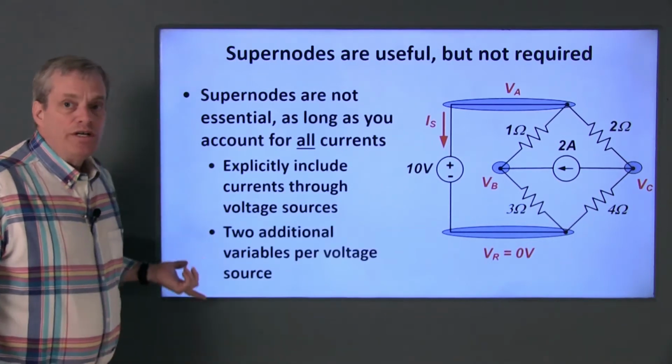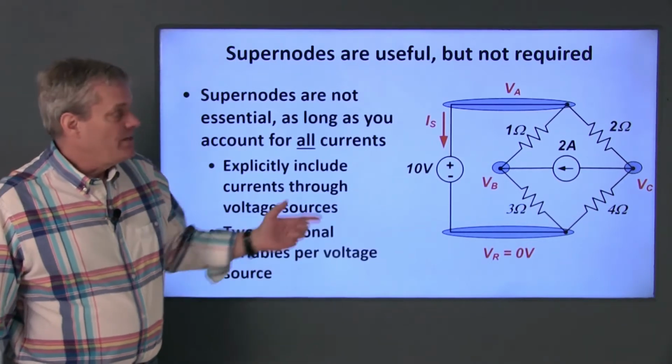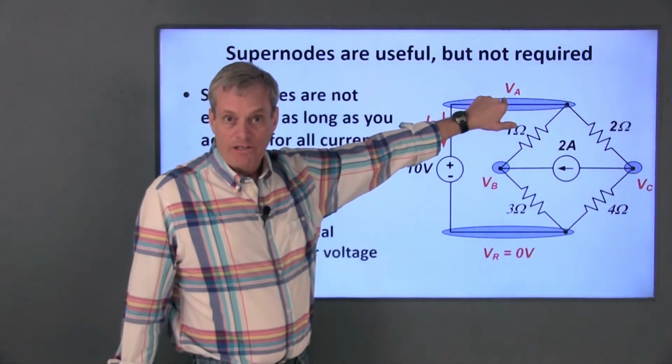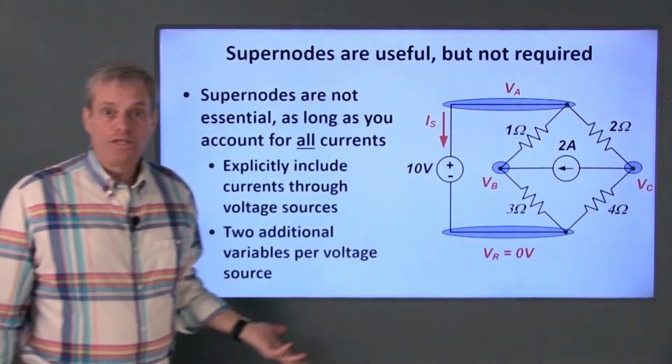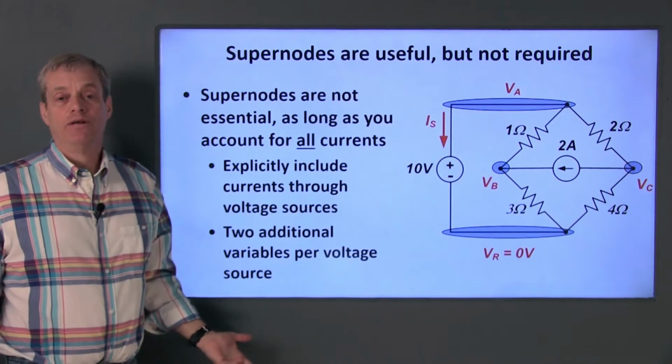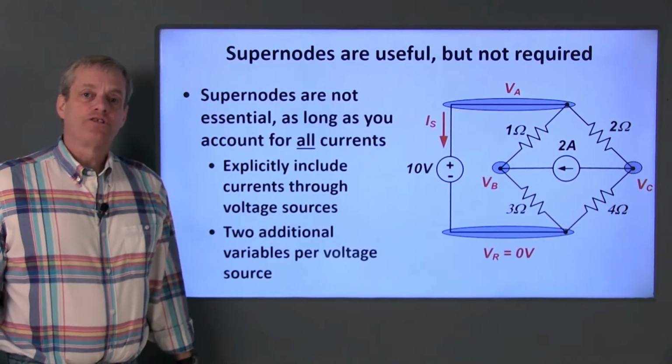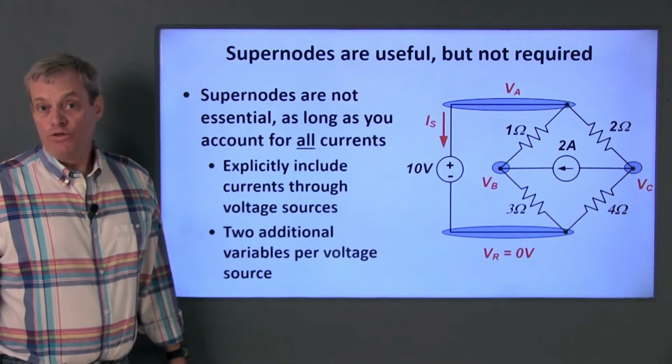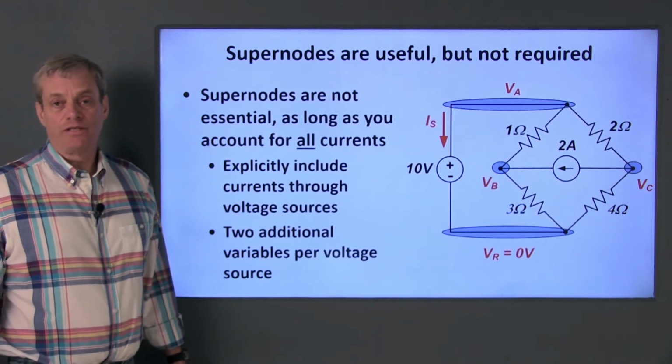This adds 2 additional variables to this problem. VA is treated as an independent variable, and the current through the voltage source is the second variable. In general, eliminating supernodes results in an additional 2 variables per voltage source in the circuit.